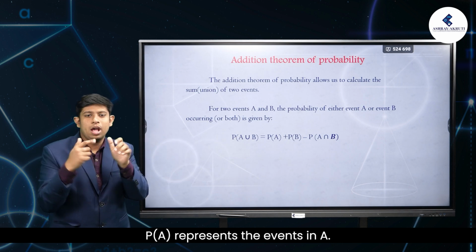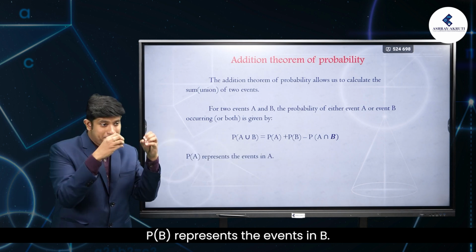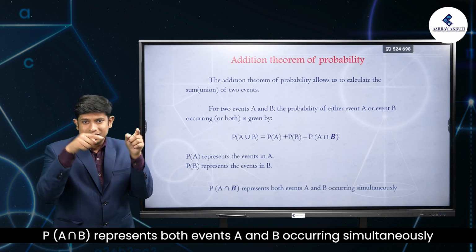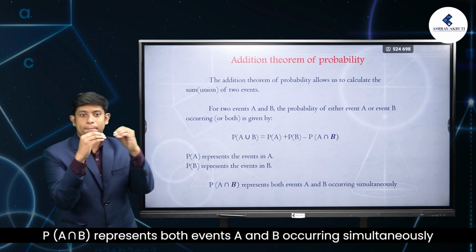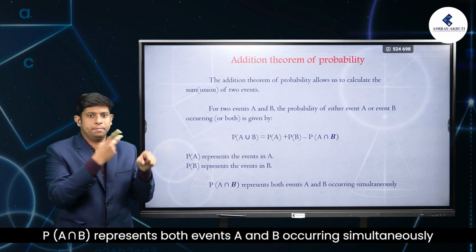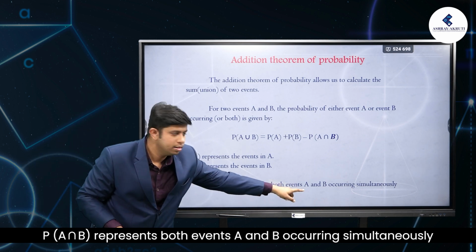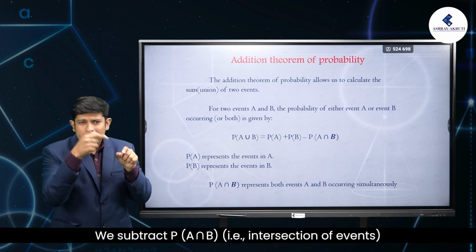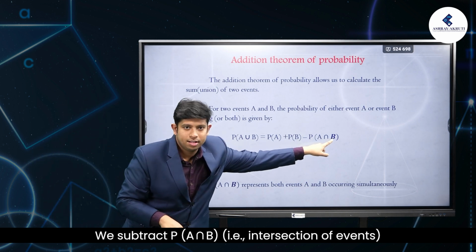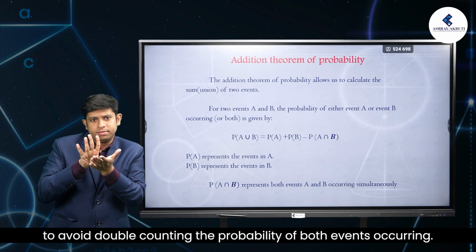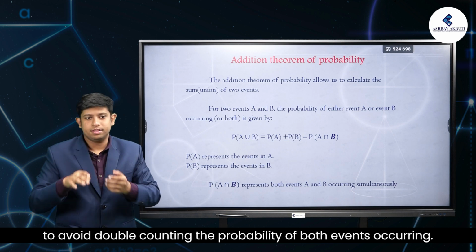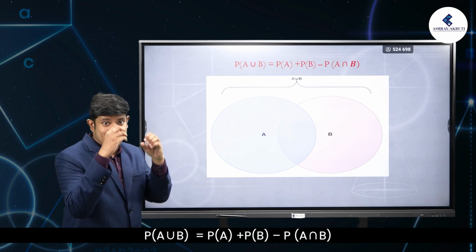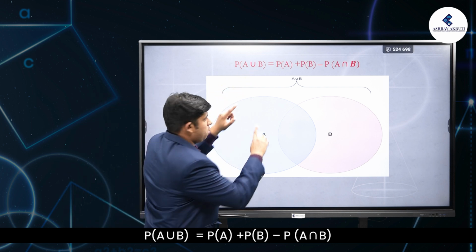P of A represents the events in A, P of B represents the events in B, P of A intersection B represents both events A and B occurring simultaneously. We subtract P of A intersection B, that is intersection of events, to avoid double counting the probability of both events occurring. P of A union B is equal to P of A plus P of B minus P of A intersection B.